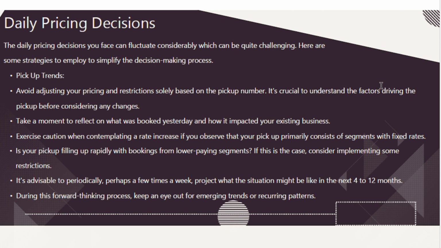So you have to reflect on what was booked yesterday. You can simply pull out a report of reservations made yesterday from the PMS you are using, and you have to see how it has impacted your existing business. So existing BOB, as we call it, or business on books, what you were having, and how that pickup of yesterday has impacted the existing business which you had already on the books.